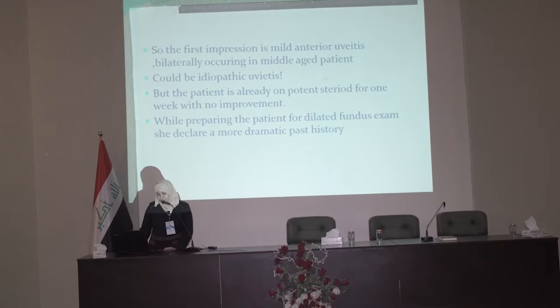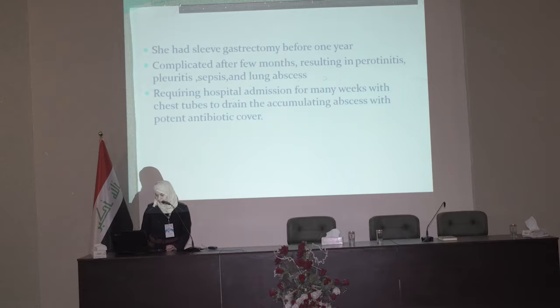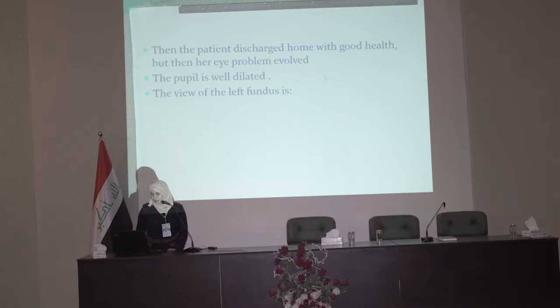On the contrary, there's a deterioration in vision. While preparing the patient for a dilated fundus exam, she declared a more dramatic past history. She had a sleeve gastrectomy 1 year before, complicated after a few months, resulting in peritonitis, pleuritis, sepsis, and lung abscess, requiring hospital admission for many weeks with chest tubes to drain the accumulating abscess with potent antibiotic cover. Then the patient was discharged home in good health, but then her eye problem evolved.